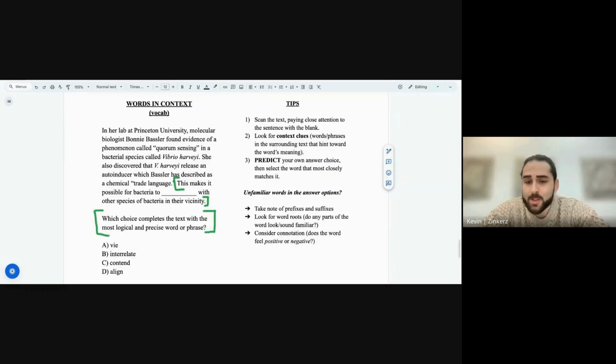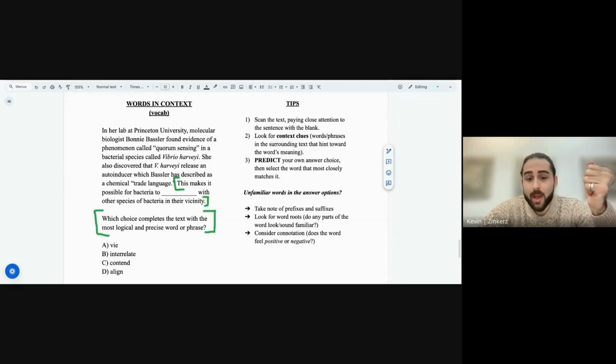Then after you finish that, it's really helpful to, even before you look at the answers, predict your own answer choice and then select the word that most closely matches it. The reason why that's helpful is because if you put your own answer choice or word in this blank, sometimes it's going to be really simple to take a look at the answers and just select the word that most closely matches or is a synonym for the word that you have in mind.